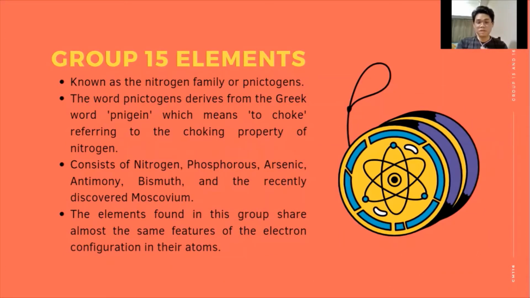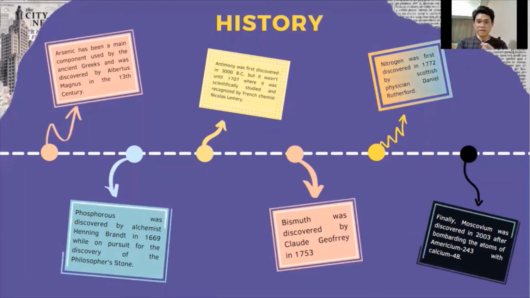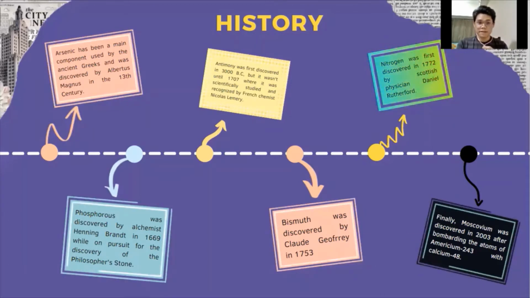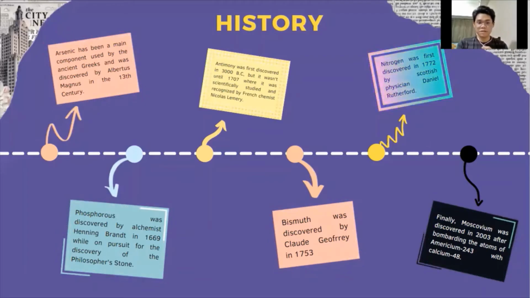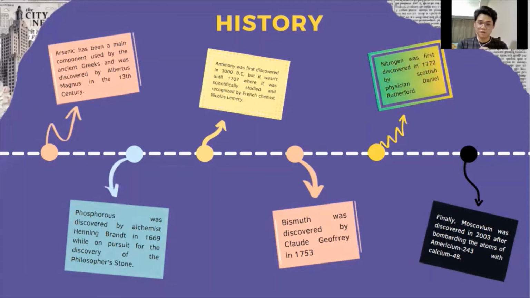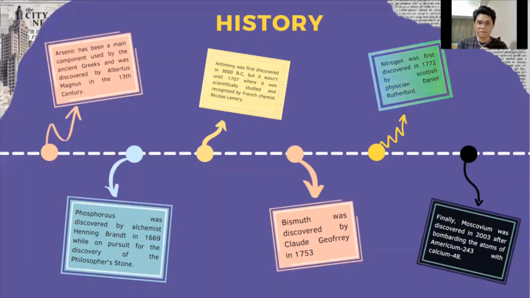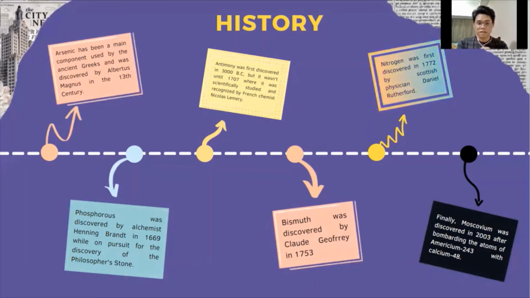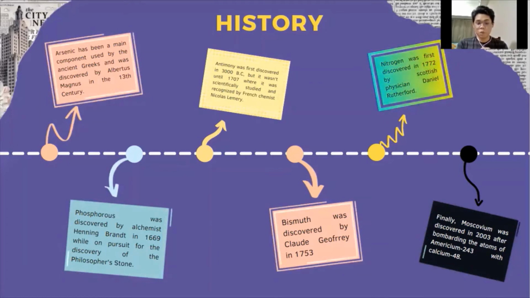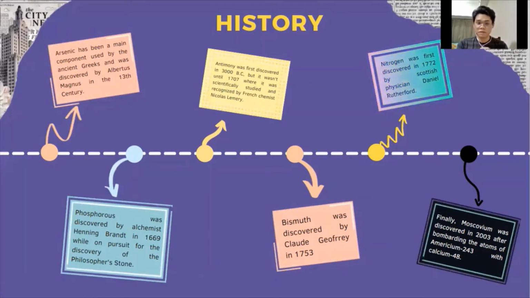The elements found in this group share almost the same features of the electron configuration in their atoms. Next is their history of discovery. Firstly, arsenic has been a main component used by the ancient Greeks and was discovered by Albertus Magnus in the 13th century. Then came phosphorus. It was discovered by alchemist Henning Brandt in 1669 while in pursuit of the philosopher's stone.